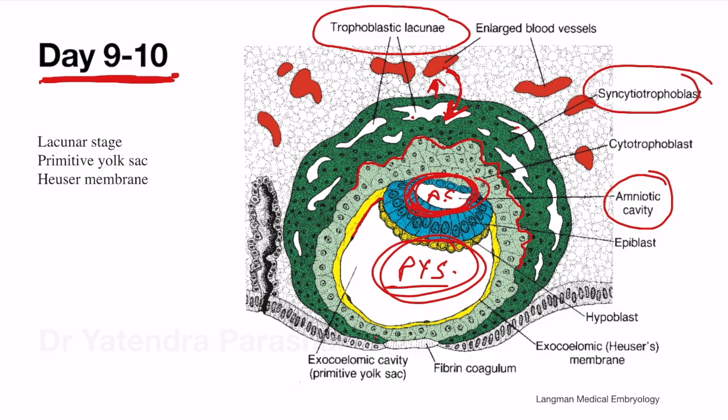Now the zygote has completely implanted in the uterine wall, and at the site of implantation a fibrin coagulum has formed. Here, this membrane lining the primitive yolk sac is also known as Heuser's membrane.